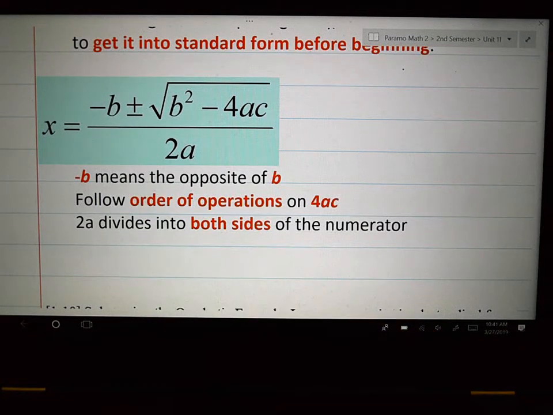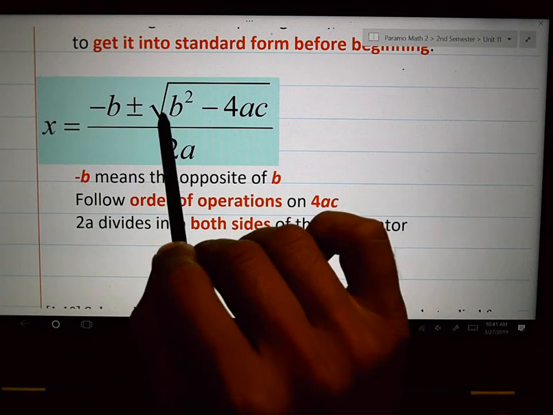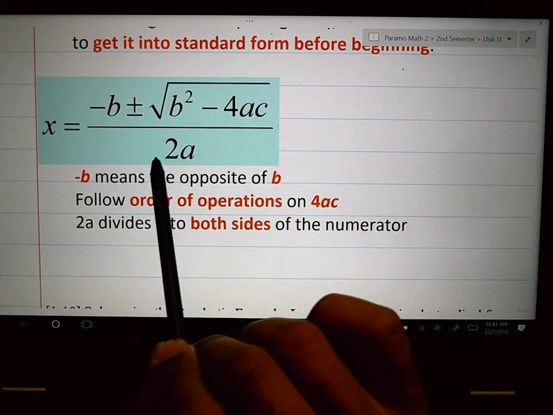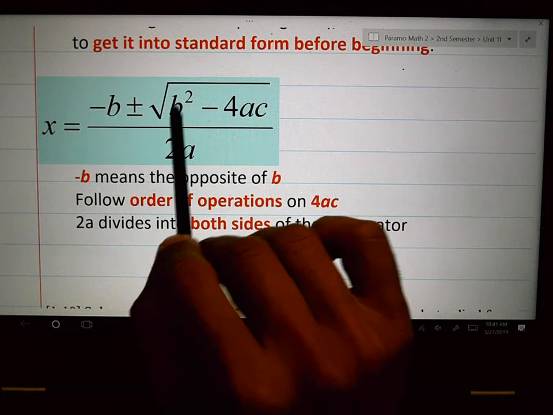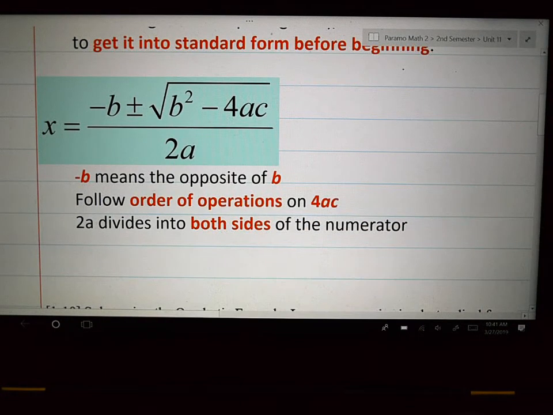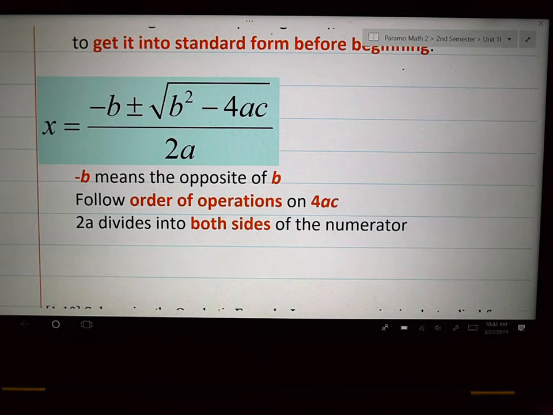I'm going to try to do this without messing it up. Negative b plus or minus radical b squared minus 4ac over 2a. Hey. Negative b plus or minus radical b squared minus 4ac over 2a. Hey. Anyways, that's one way to memorize the formula.